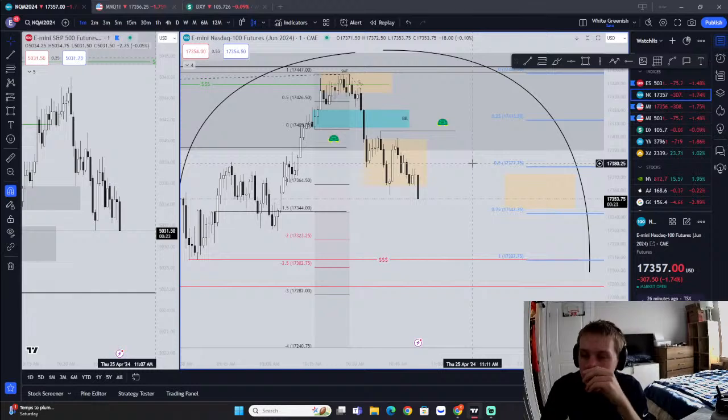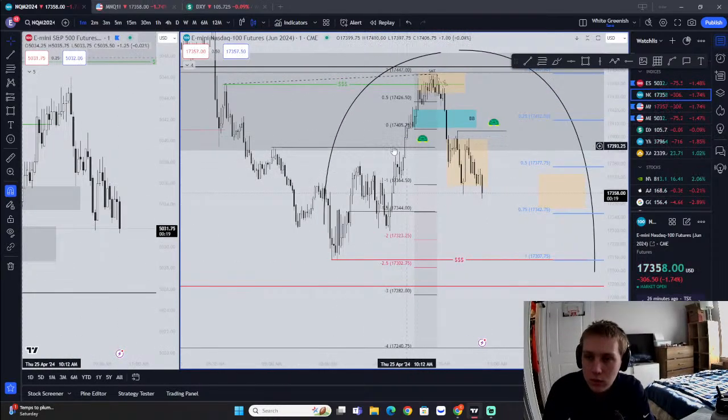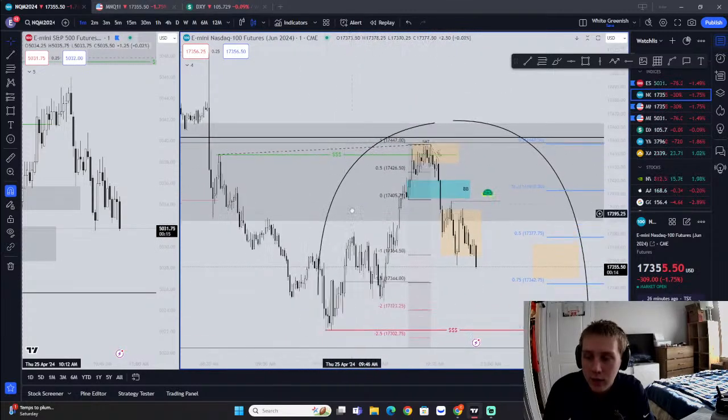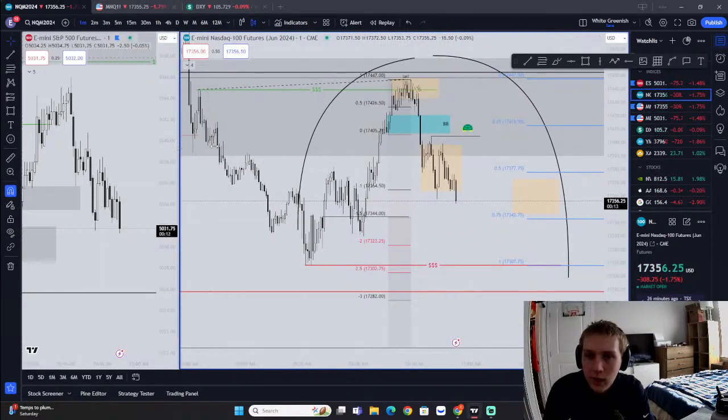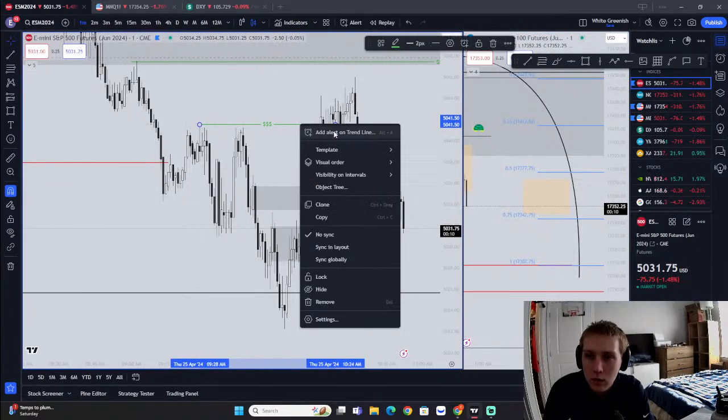All right, let's see if we can get engaged here. It does not look like we're gonna have a turtle soup. This thesis was invalidated because we really wanted to push up higher into this gap. This would have been the soup.